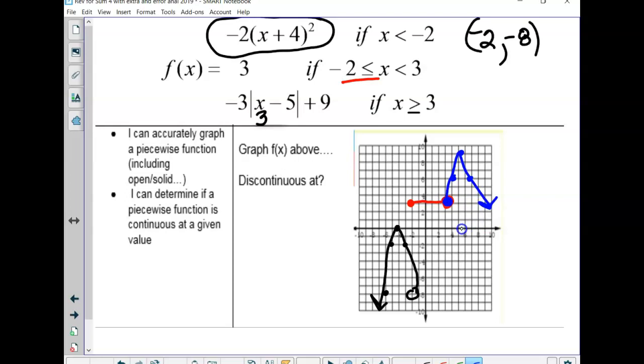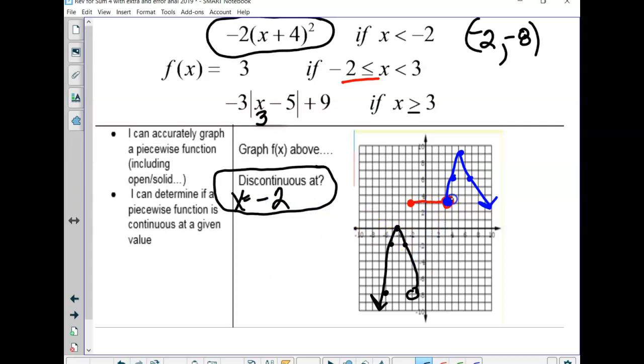All right, so the question was, where is this discontinuous? It is a multiple choice question on the quiz. Please do not pick something random. It should be where the rule changes. But did the rule change and leave it discontinuous at -2 or at +3? At -2.